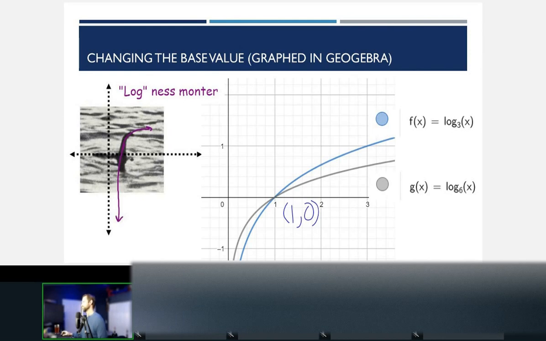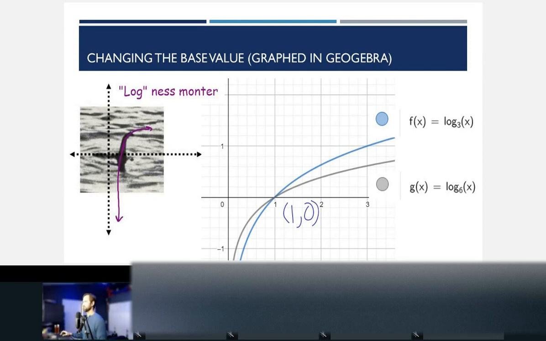That is always true. So the parent function, meaning the original function that doesn't have any shifting, so no horizontal shifts, no vertical shift, the x-intercept will always be 1, 0. You need to write that down. That's important.